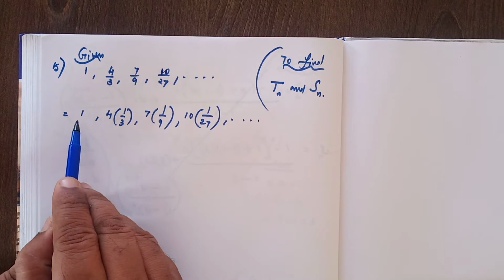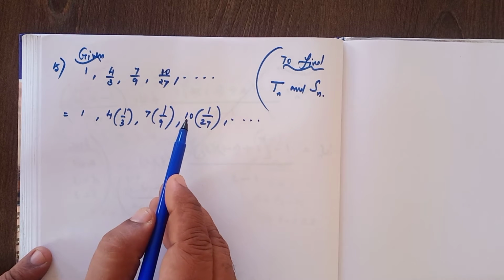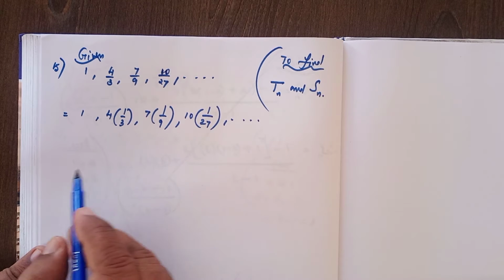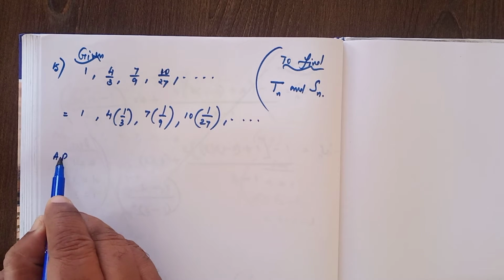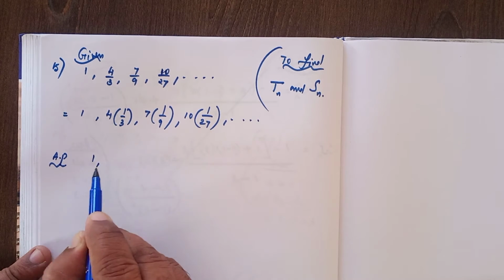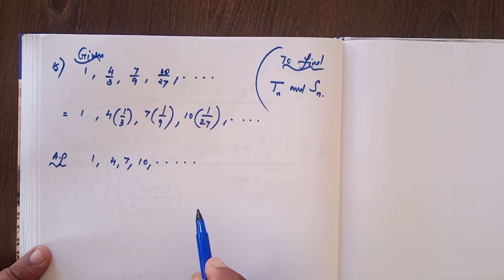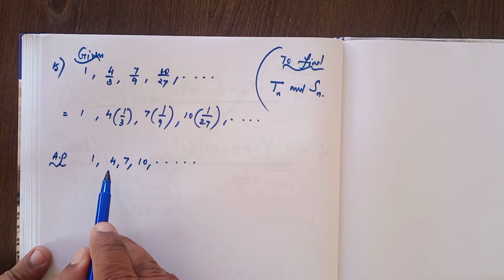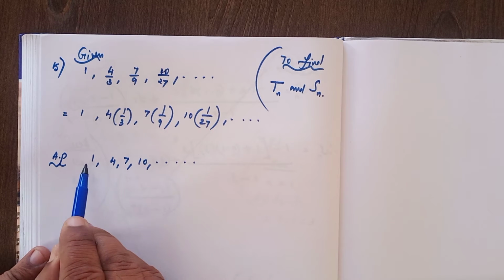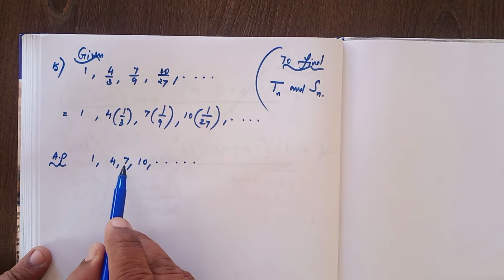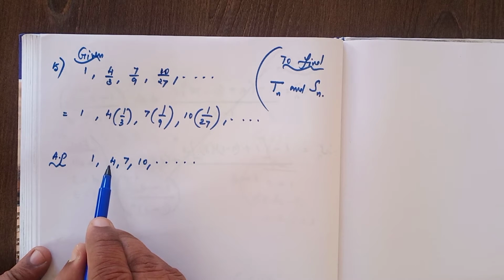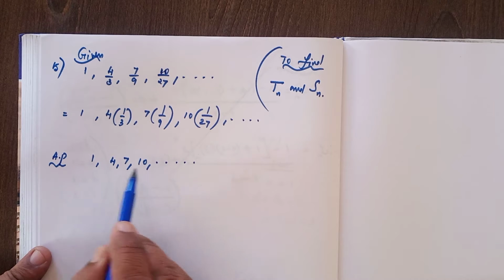Look at the terms 1, 4, 7, 10 and so on. Arithmetic progression, AP. Because second term minus first term, 4 minus 1, is equal to 3, and third term minus second term, 7 minus 4, is also 3. Therefore it is an AP.